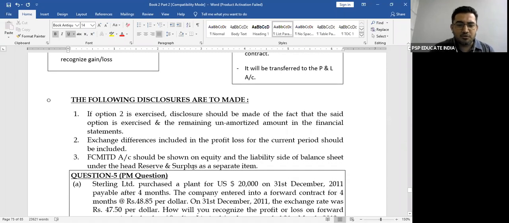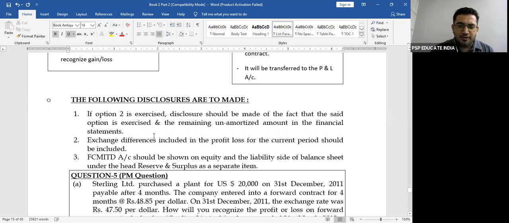The following disclosures need to be made. If option 2 is exercised, the disclosure should be made of that fact and the said option is exercised and the remaining unamortized amount in the financial statements. So we did that in one question today, that 4.98 lakhs was in the FCMITD account and the balance left was minus 1.66, which comes to 3.22.